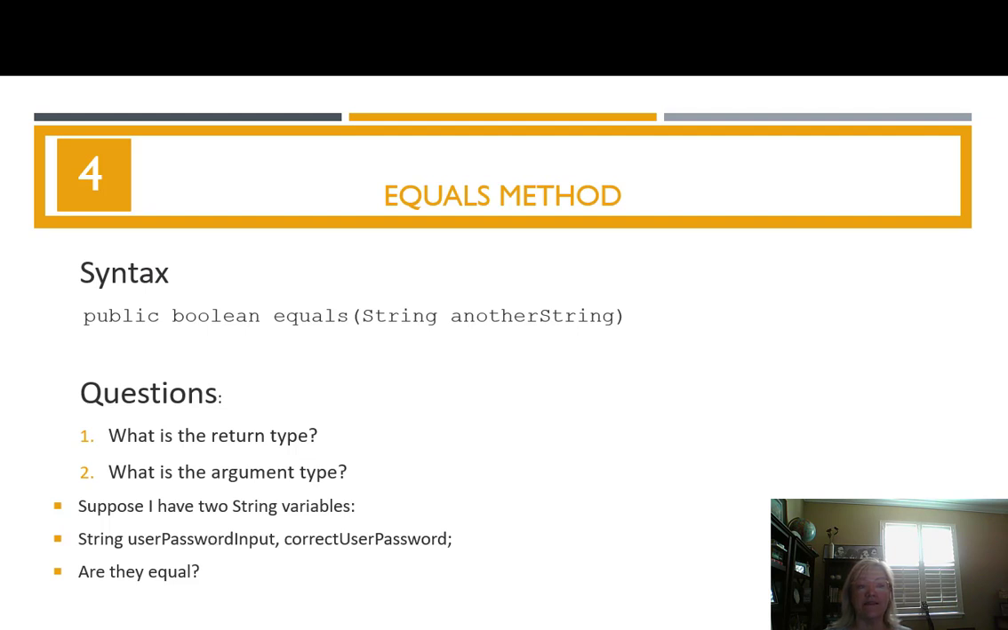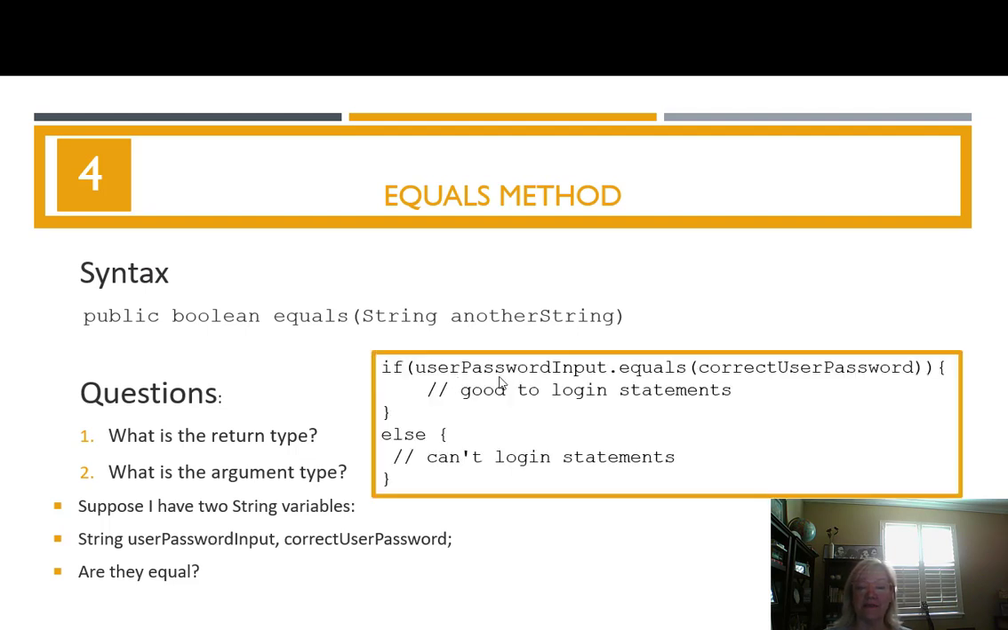So if I have two string variables, say user password input and the correct user password, and I want to see if they are equal, what I'm going to write is something like this. User password input is a string variable. As a string object, I can use the dot equals method, and then the argument is another string. So this is the same as saying, does user password equal correct user password? And if this statement is true, we're going to do statements here. Otherwise, we'll tell them that it's an invalid password.